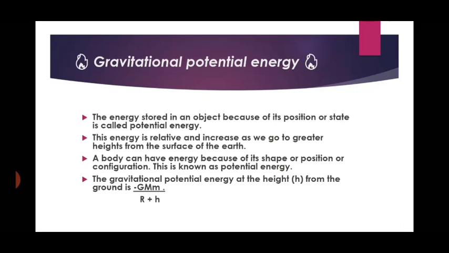Now here is one formula. The gravitational potential energy at the height h from the ground is minus GMm upon (R plus h). Now what is G here? G is the gravitational constant. What are M and R? Capital M and capital R are the earth's mass and radius. That means capital M is the mass of the earth, and R is the radius of the earth, respectively.